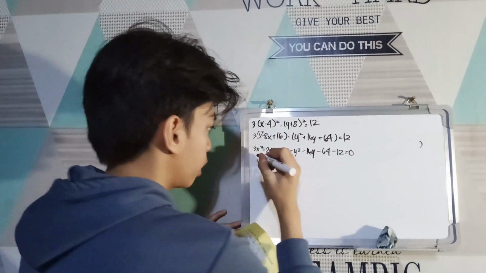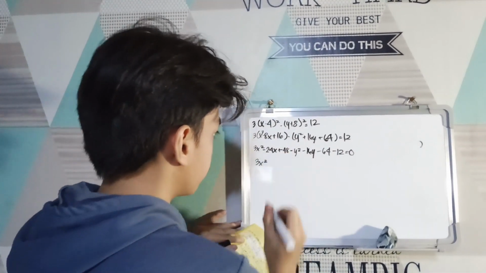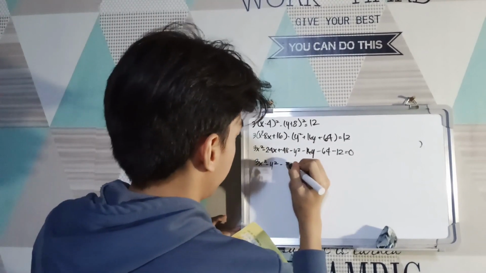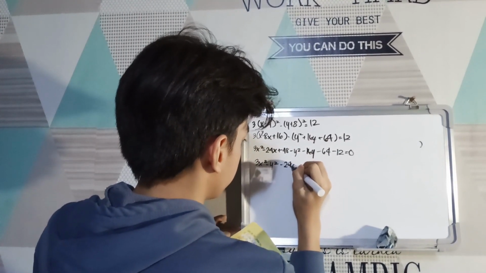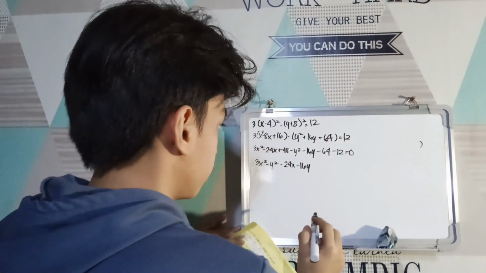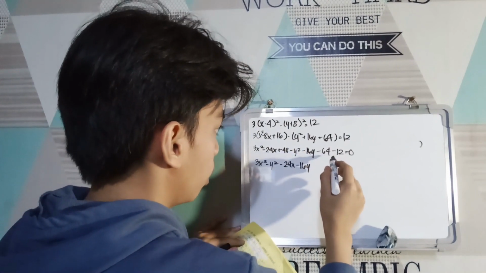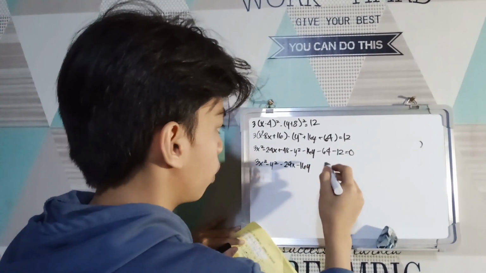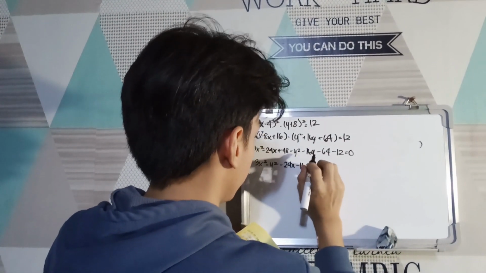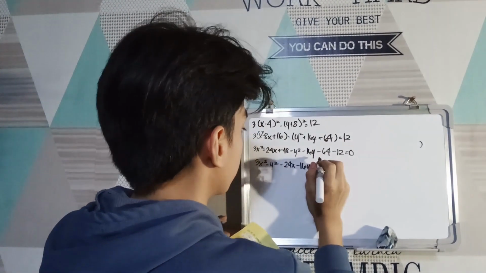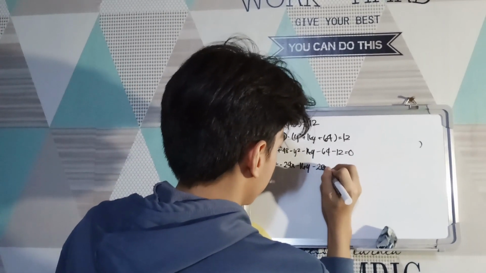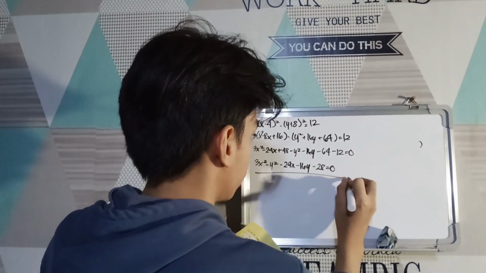So arrange lang natin. 3x squared minus y squared minus 24x minus 16y, then negative 64 minus 12, negative 76. So negative 76 plus 48. So 28, negative 28 equals 0. So this is the general equation.